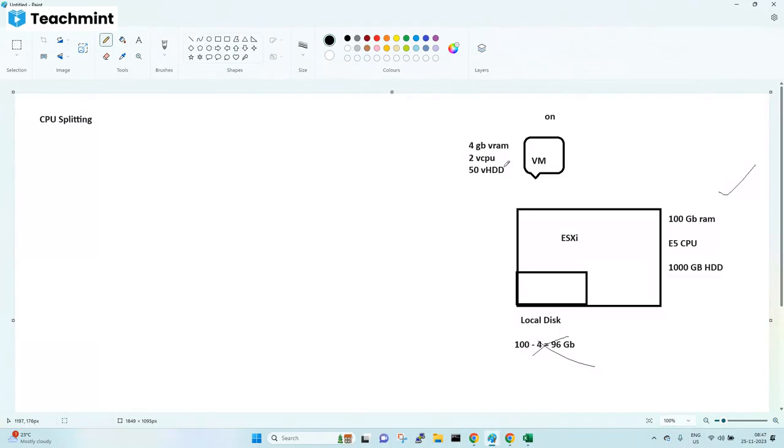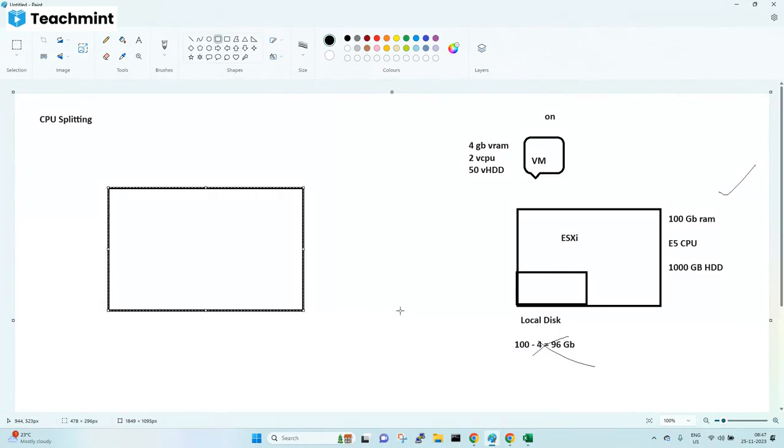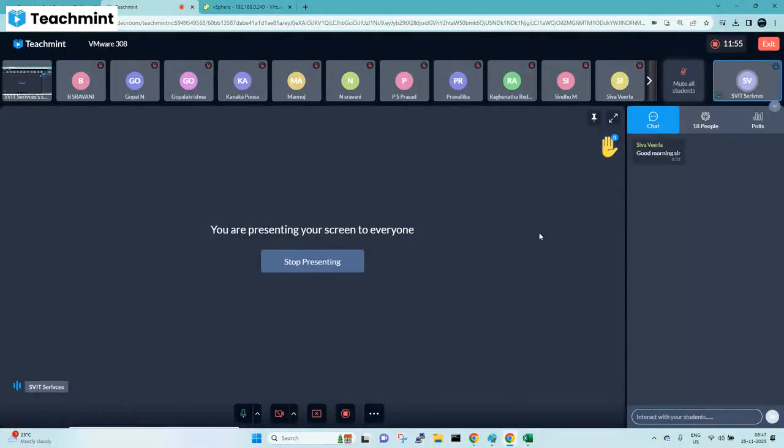Now we'll see the CPU thing. To understand CPU, we need to go back to some of our computer basics schooling. There is a motherboard. Okay. If you open a motherboard, tell me, how many of you have physically seen a motherboard? Just raise your hand if you have seen a motherboard.